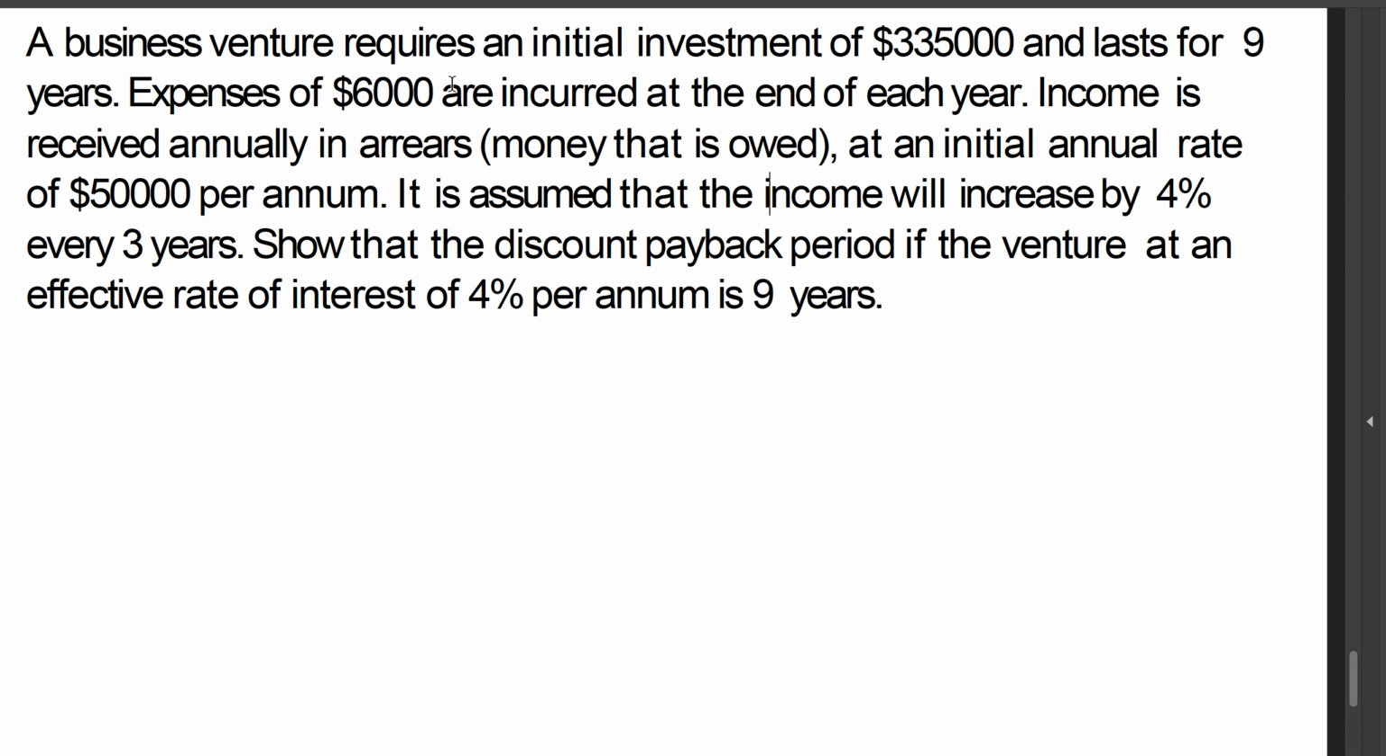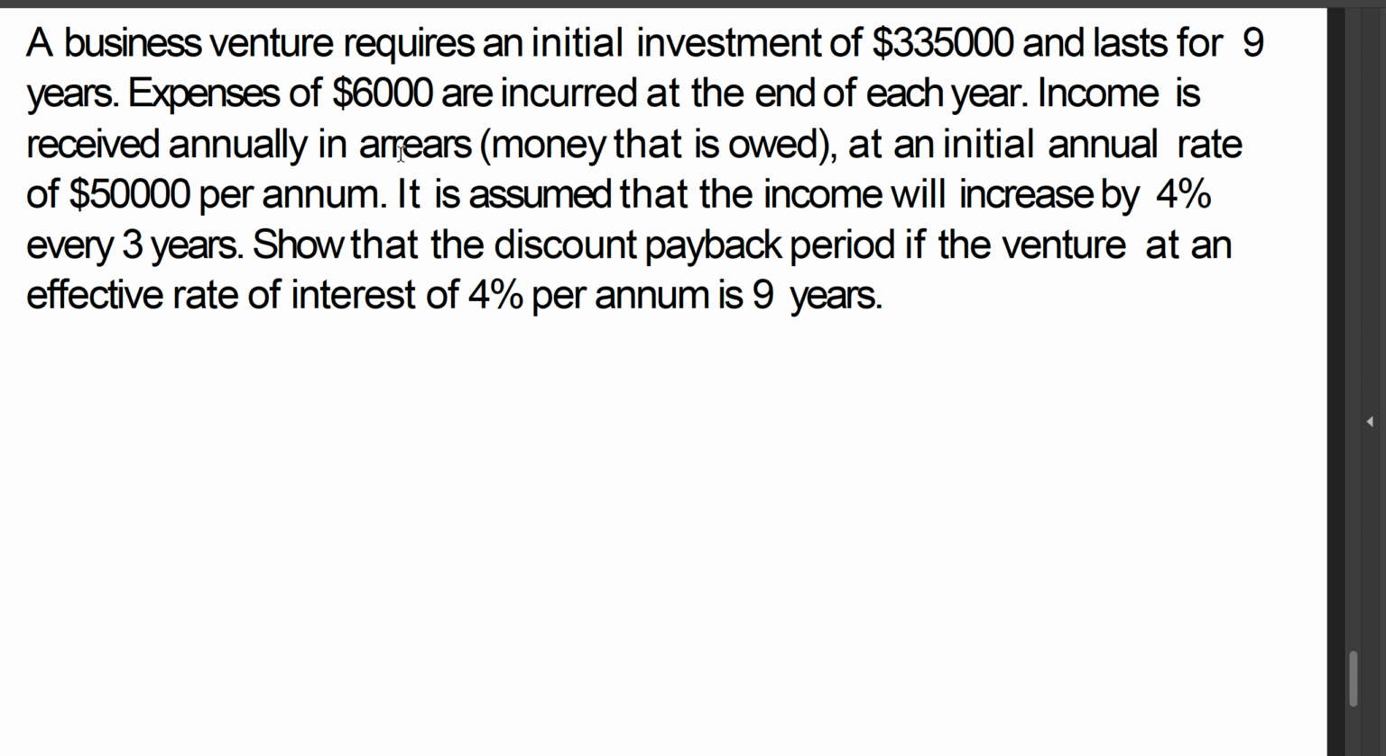In this problem, we're told that we have an initial investment of 335,000 and that it lasts for 9 years. And then in the coming 9-year period, we have expenses of 6,000 which are incurred at the end of each year. And then we have an income that is received annually in arrears. And this term, in arrears, means the exact same thing as at the end of each year. So essentially it means at the end of each period.